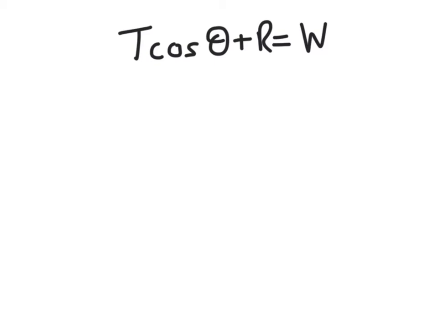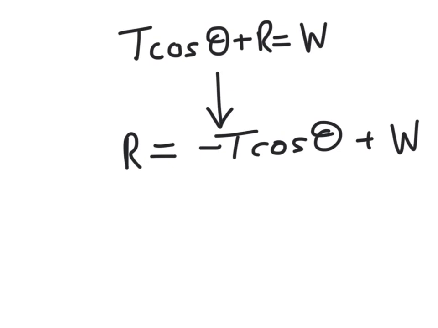Writing this equation out again, we can then rearrange it to get the equation of a straight line. There are two variables in this equation, cos theta and R, and two constants, T and W. Here's the equation rearranged, and it's now in the form y equals mx plus c. So a graph of R against cos theta should give us a straight line with a negative gradient and with a positive intercept W.